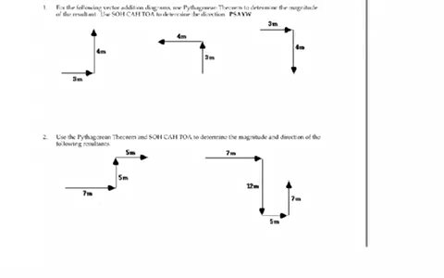Alright, let's take a look here. For the following vector addition diagrams, use Pythagorean theorem to determine the magnitude of the resultant. Use SOH CAH TOA to determine the direction. So what are we saying here?